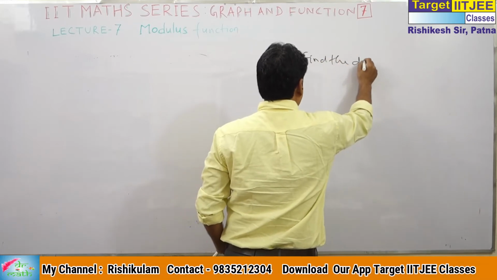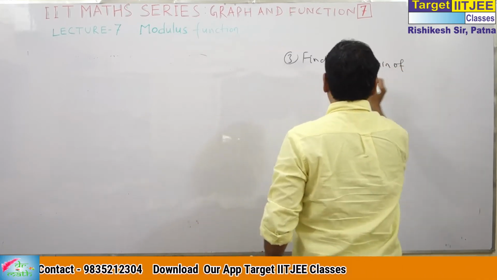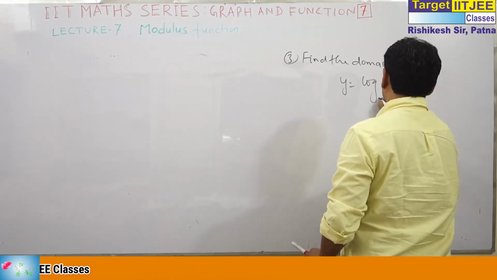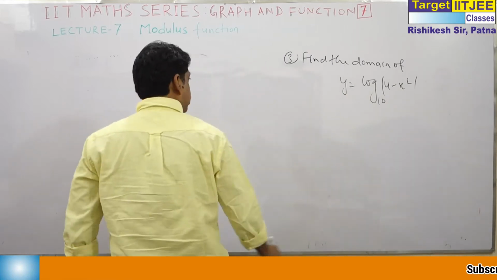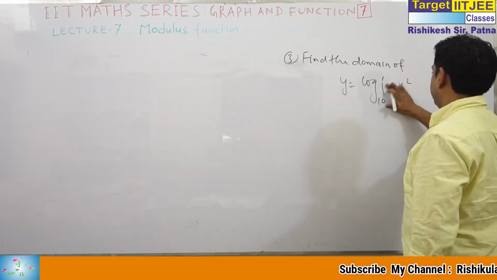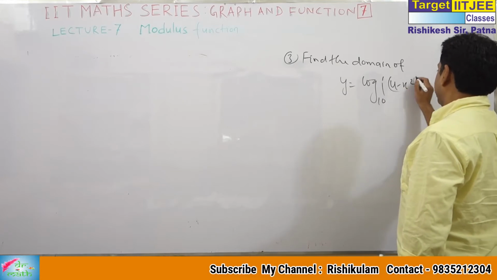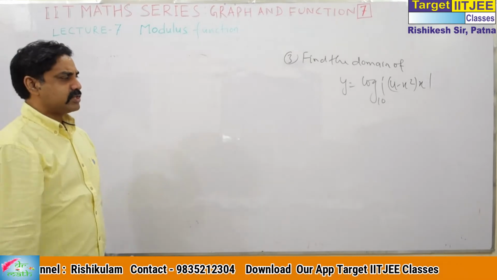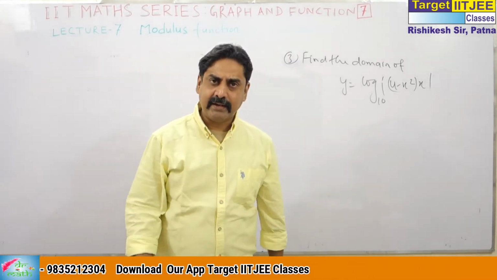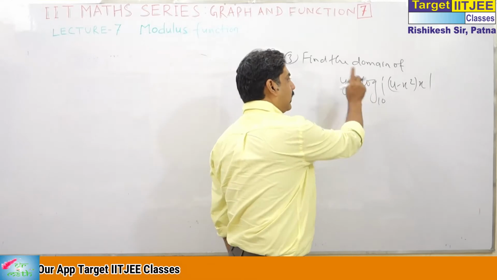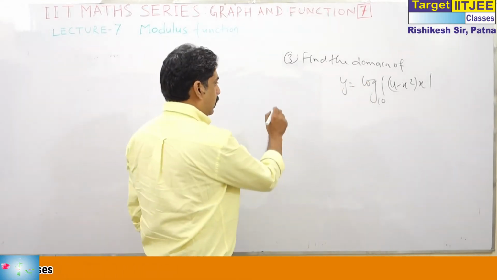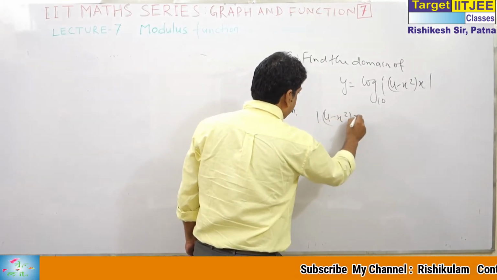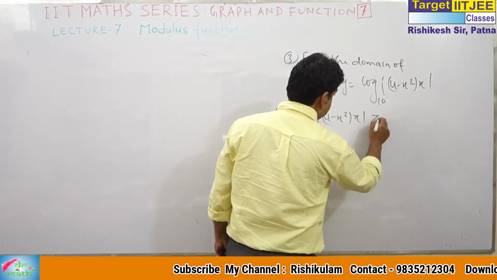And suppose the question is: find the domain of y is equal to log of (4 minus x square) times modulus x, base 10. Or you can also say it like this: 4 minus x square into mod x. Now what is the condition? Mod x is always defined. The condition we get from log: y is defined when 4 minus x square into mod x should be greater than 0.